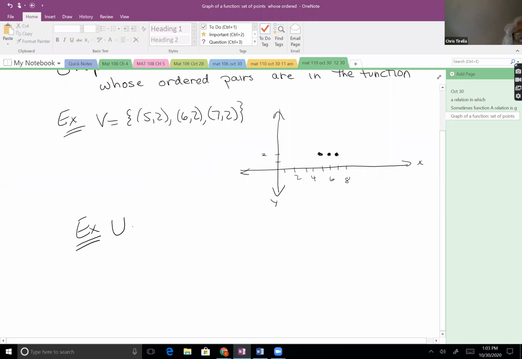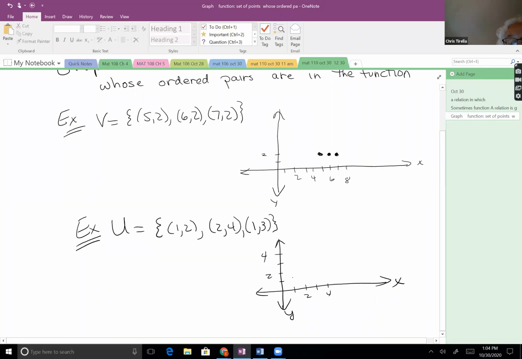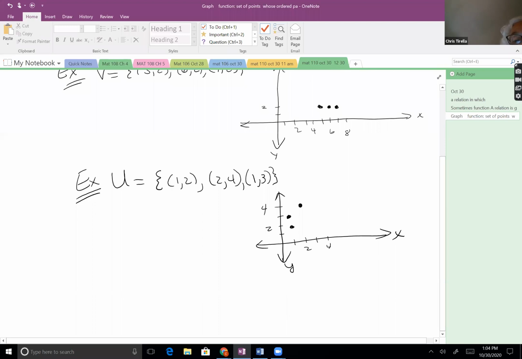Instead, if I look at that set U, that was 1, 2, 2, 4, and 1, 3. And if I go to plot those points on my axes, x, y, I've got the point 1, 2. I've got the point 2, 4. And then I have the point 1, 3. And looking at this graph, by inspection, does everybody see that when my x value is 1, I have two distinct points? I have two y values.